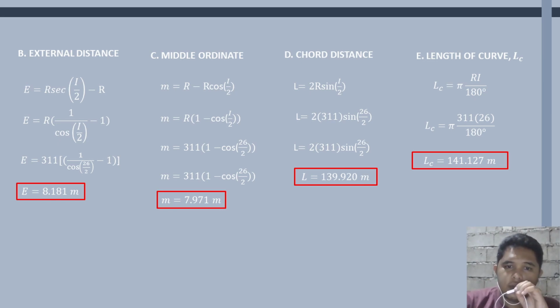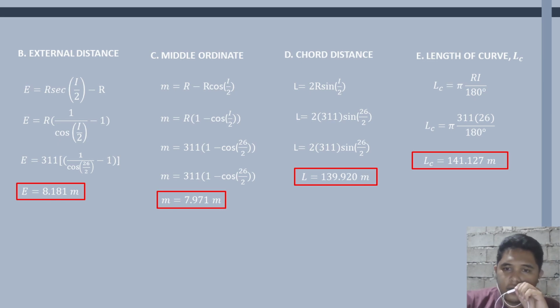Next, ato dayong isolve si middle ordinate. The original formula for middle ordinate is M is equal to R minus R cosine of I over 2. Then gi-simplify, gi-factor out si R, we arrive to M is equal to R times the quantity of 1 minus cosine of I over 2. Then pang substitute lang yapon natong values, makuha na to si M, which is 7.971 meters.